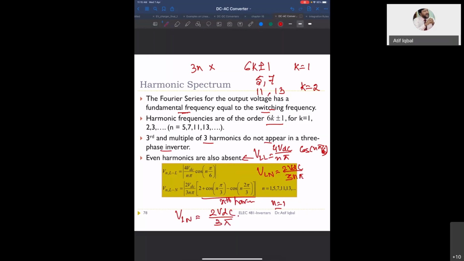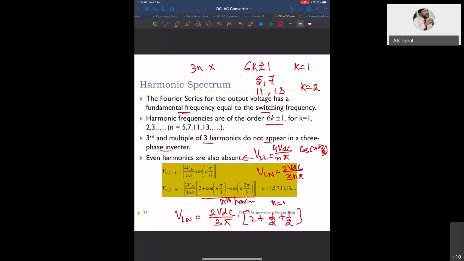into 2 plus pi by 3. Cos pi by 3 is half, and minus 2 pi by 3. So how much will this be? 2 pi by 3, 120 degrees. Cos 120 degrees is minus half. This is half, this is minus half.